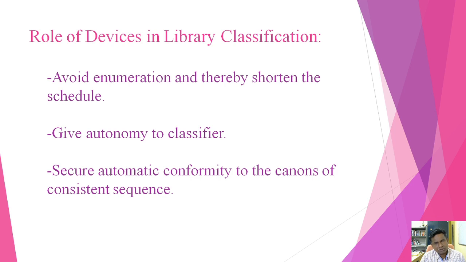The first and foremost role is to avoid enumeration and thereby shorten the schedule. The second one, it gives autonomy to the classifier. The third one, it secures automatic conformity to the canon of consistent sequence. In simple terms, a device is a tool. It gives the freedom to the classificationist to give an isolated meaning to a particular document.